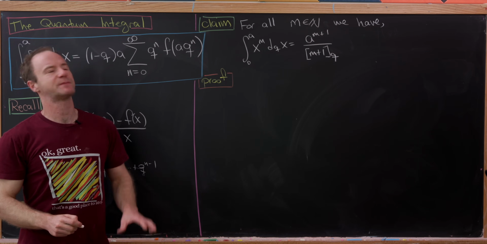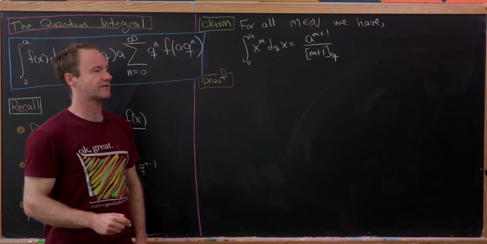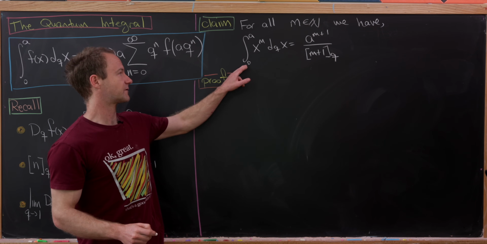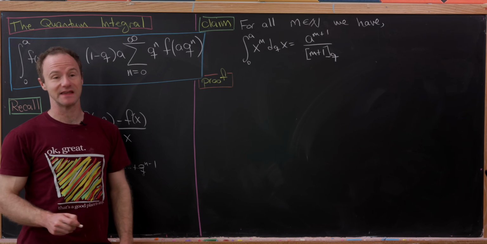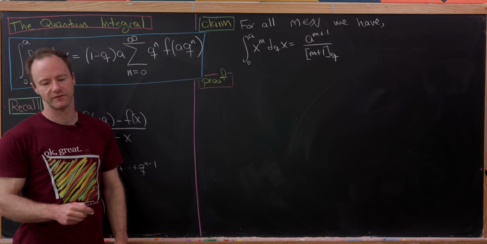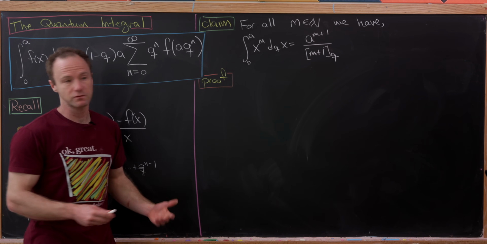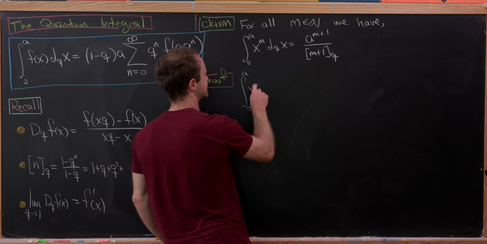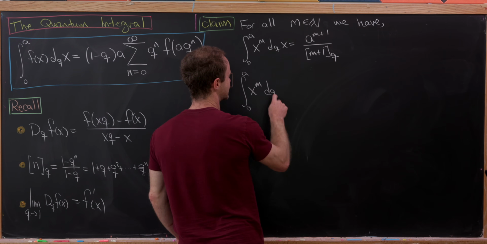So now let's look at this power rule. We'll show that for all natural numbers m, the quantum integral from 0 to a of x to the m is a to the m plus 1 over the q analog of m plus 1. So let's get to it. This is a fairly straightforward calculation if you're just not intimidated by all of the notation.